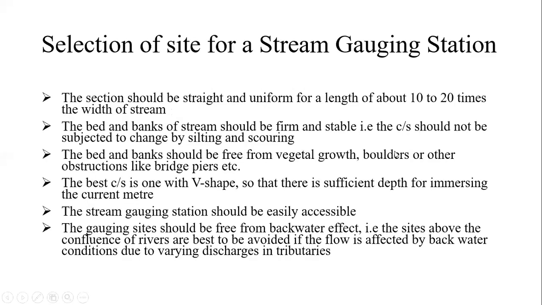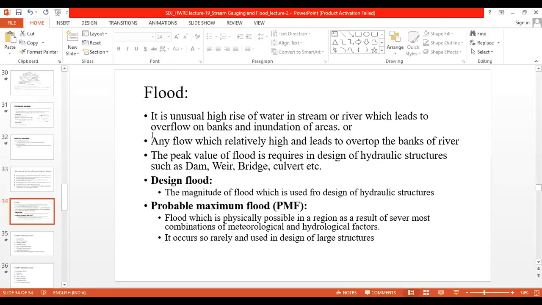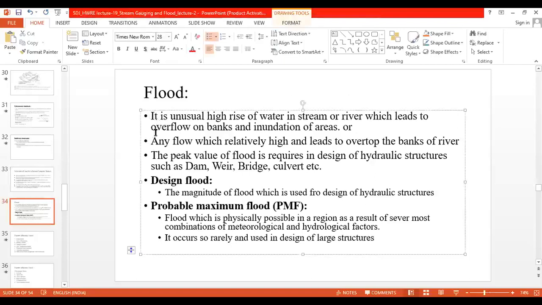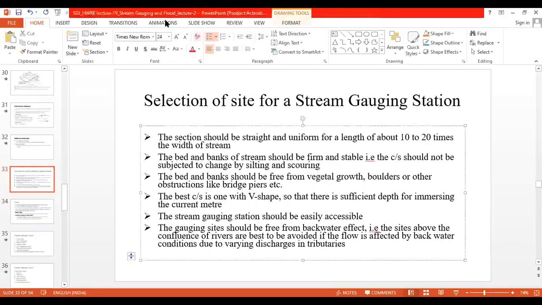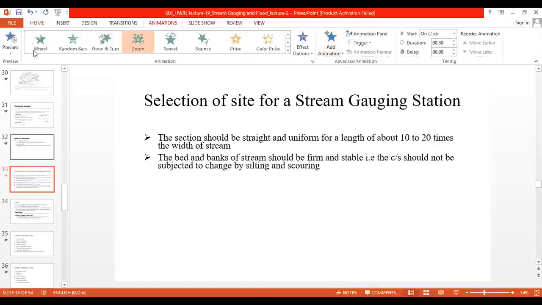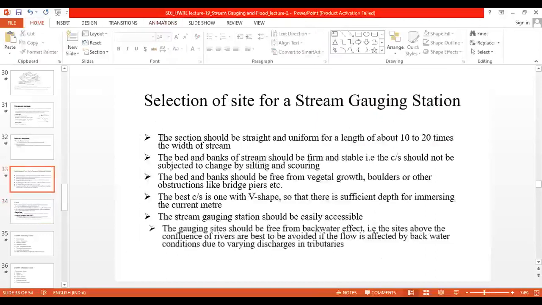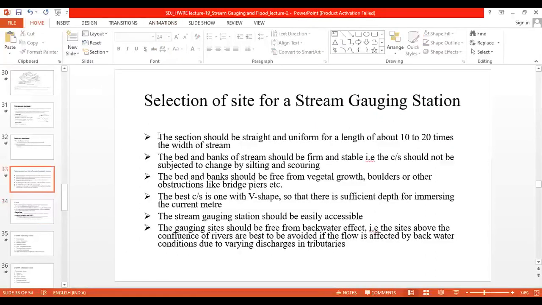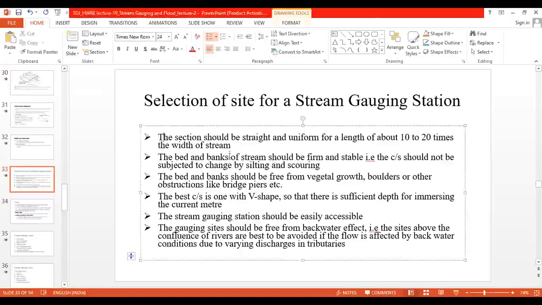So one part has remained, that is the site selection for gauging of a stream. That is, while doing stream gauging, where should we take the site, where we are doing stream gauging, and what should that site be like, that we have to see. Now whenever we are going to select the site for gauging of a stream, we have to select the site in such a way that the site should be easily accessible.